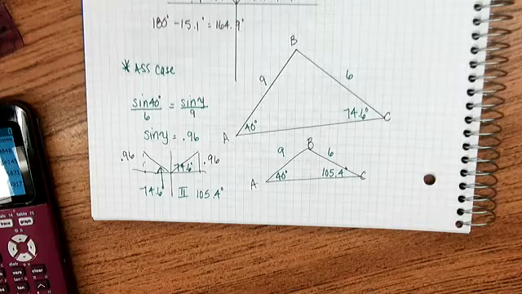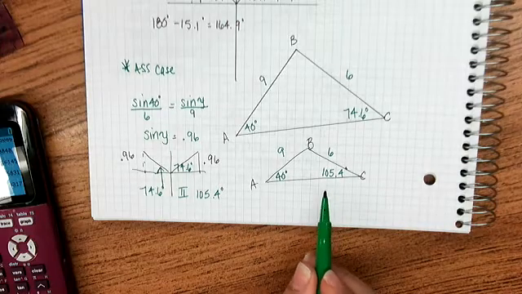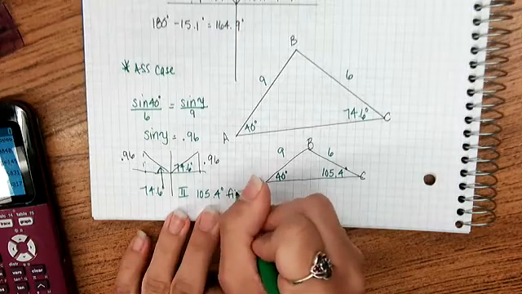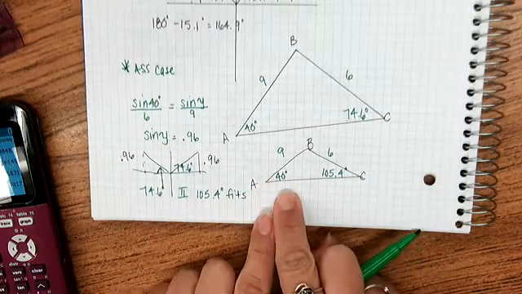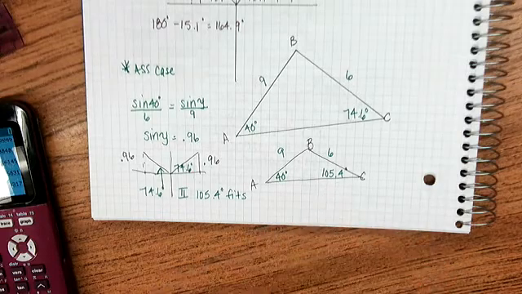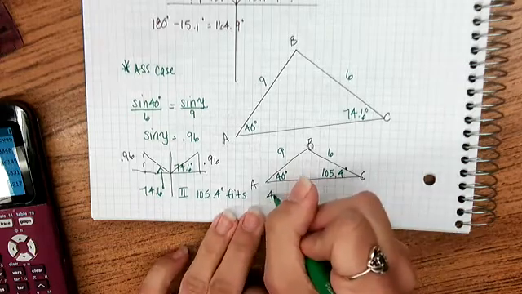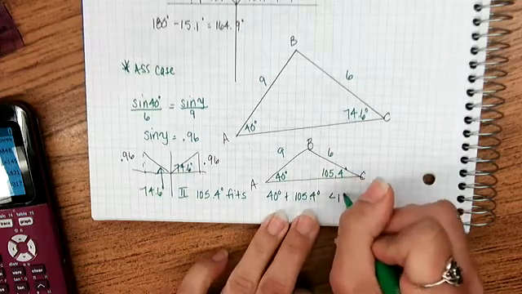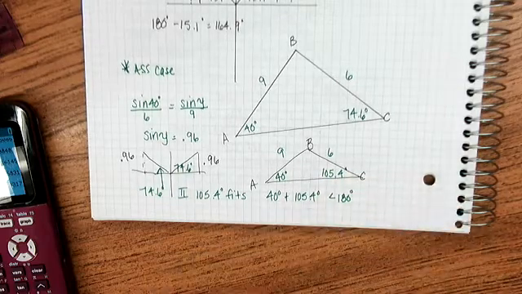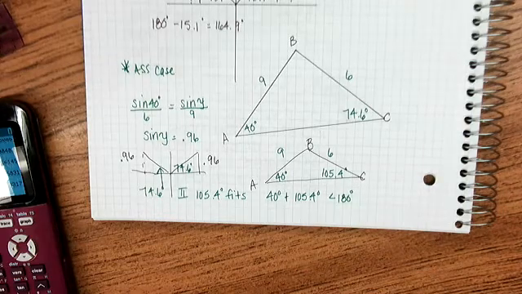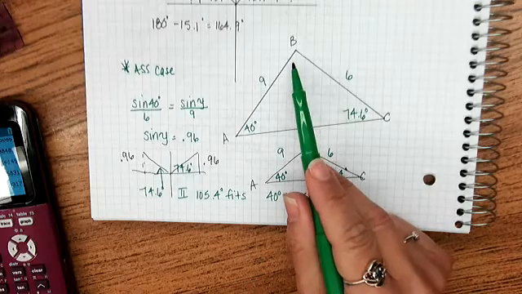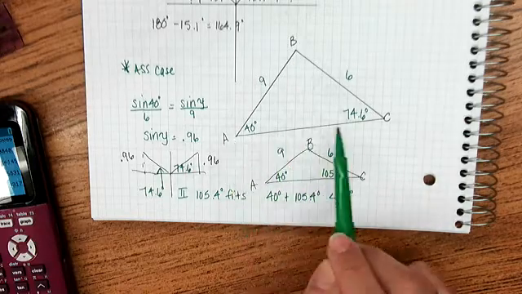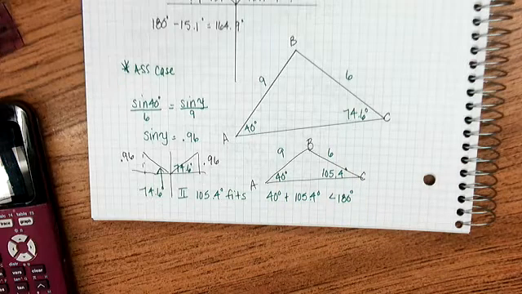Is that doable? And the answer is yes, it fits. 105.4 fits because 40 plus 105.4 is less than 180. So it fits. This is two triangles. So now I have to find beta for both of them, and I have to find side B for both of them. It's two triangles.